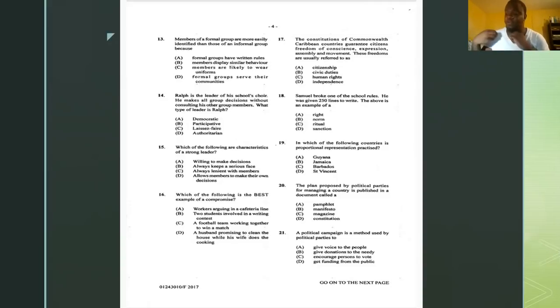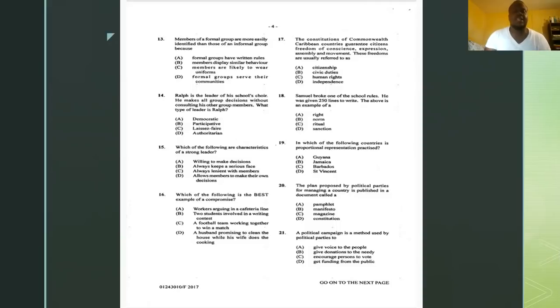So the answer for number 15 is A, always willing to make decisions. That's a characteristic of a strong leader. The other characteristics are characteristics of weak leaders. Keeping a serious face doesn't negate the fact that you are a strong leader or you're a weak leader. Understand what I'm saying? Number 16 now.